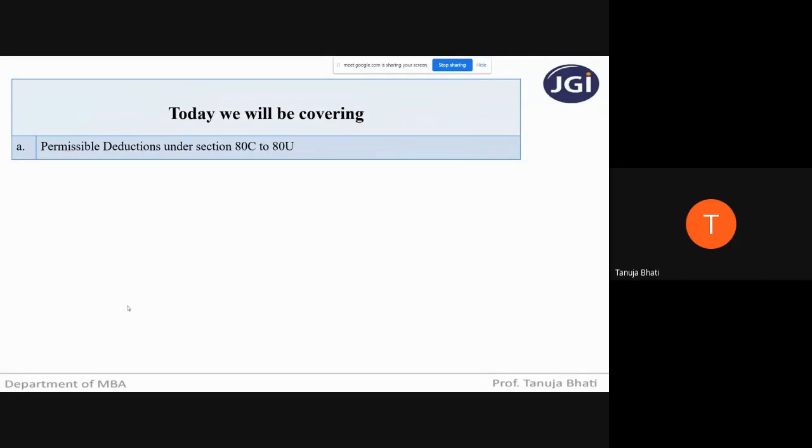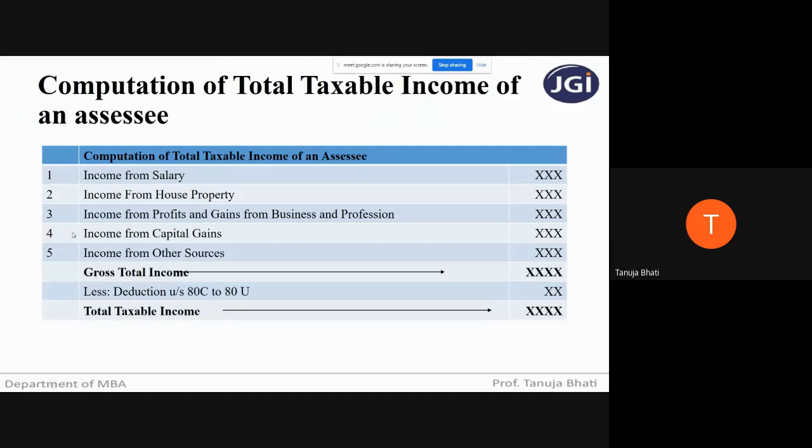So today again we will be continuing with the permissible deductions under section 80C to 80U. In our previous lecture, that is lecture number 31, we have seen all the deductions under section 80C. So today we will be seeing the deductions under section 80D.